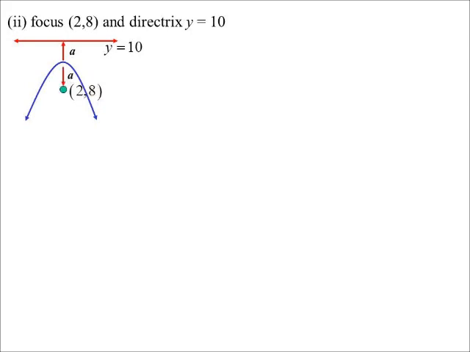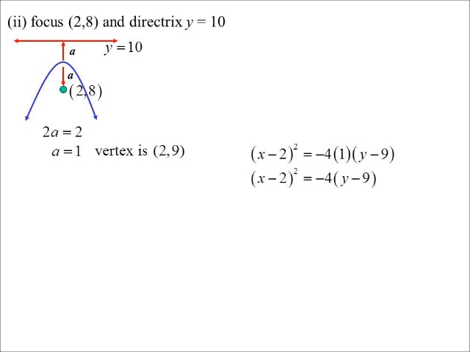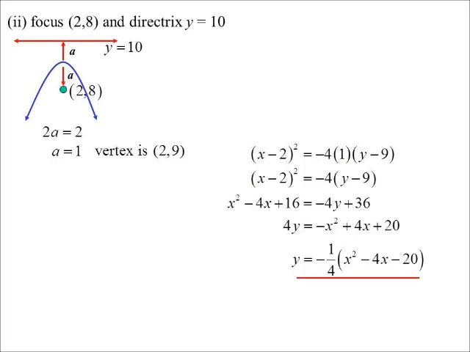This is where drawing a sketch comes in handy because I can say there's going to be 2a going from 8 to 10. So I know that a is just 1 for this one. That means the vertex must be at the point (2, 9). I've got a, I've got my vertex, so I've got my answer. (x minus 2) squared, it's upside down though, so it'll be negative 4 times (y minus 9). That's it factorised. If we were to make y the subject, eventually, there we go, y is minus a quarter (x squared minus 4x minus 20).